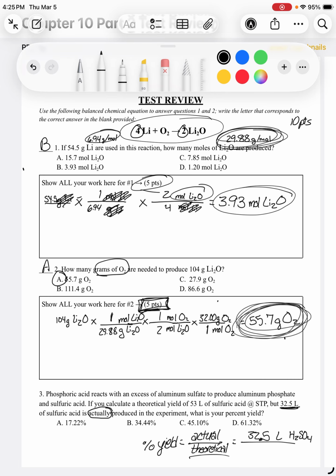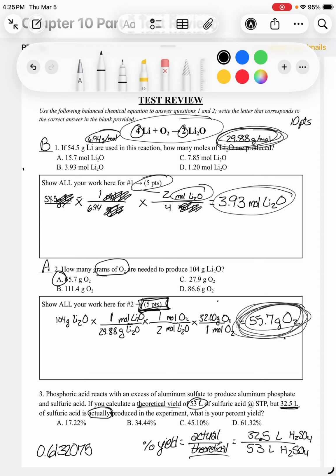What was our theoretical? Well, normally we calculate it, but in this case, it was given to us. So 53 liters. What do we do between these two numbers? We'll divide. 32.5 divided by 53 equals 0.61320075, and it keeps going, right?